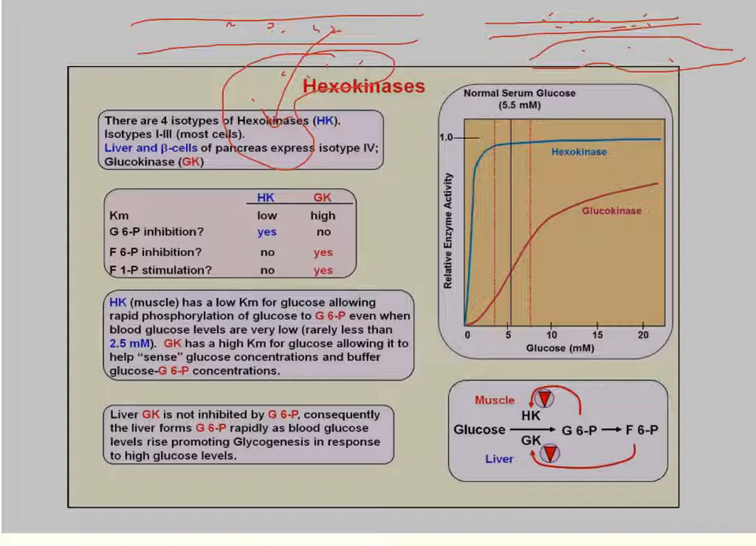So the bad thing about that is whenever you have a diabetic, the glucokinase in the liver, you're inducing glucokinase, you're increasing its expression, and there's less glucokinase being expressed in the liver, and so it hurts the liver's ability to buffer the blood glucose levels whenever you're diabetic.